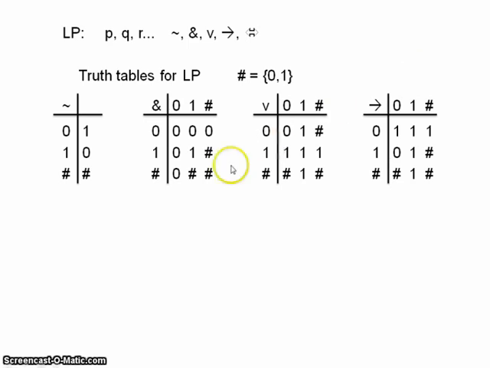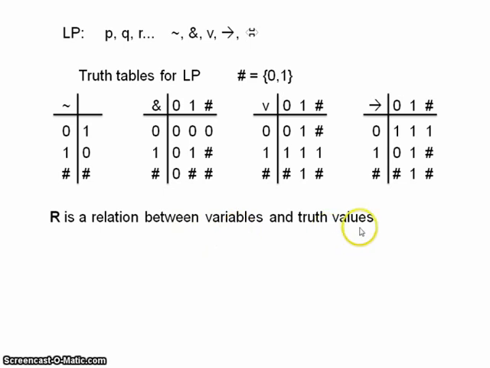Now as for our assignment function, well, technically our assignment function isn't a function anymore because hash represents two truth values, and a function can't assign two values. It can't relate a variable to two values. That's not how functions work. So instead of our assignment function, we have a relation R which holds between variables and truth values. And hash represents the case when a relation holds between P and truth and P and falsity.